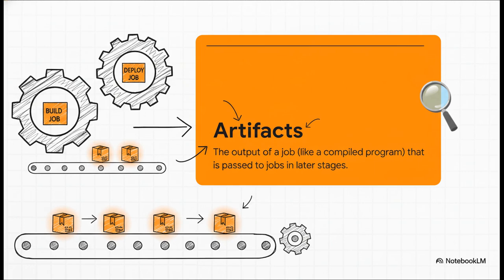Okay, so what if your build job creates a finished program? How does the deploy job get its hands on it? That's what artifacts are for. An artifact is just the output of a job that gets saved and passed down the line to the next stages. It's the finished part moving from one station to the next.